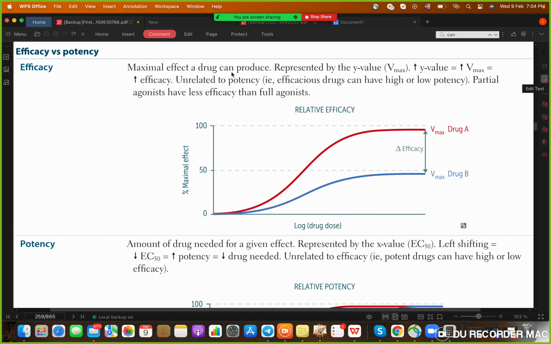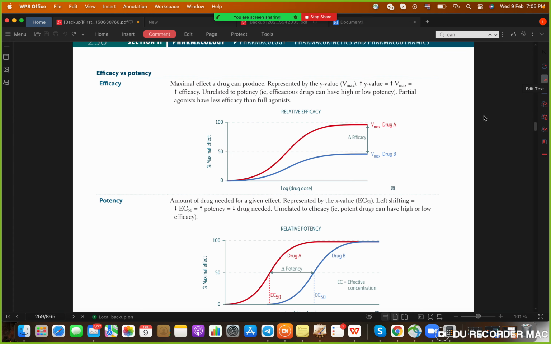Efficacy is the maximal effect a drug can produce, represented by the y value on the y-axis, basically the Vmax. So increasing the y value increases the Vmax, which means more efficacy. It's unrelated to the potency. An efficacious drug can be highly potent, more potent or low potent. Partial agonists have less efficacy than full agonists because they are partial.